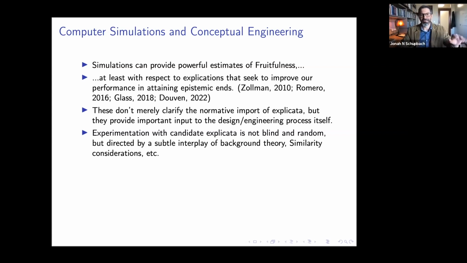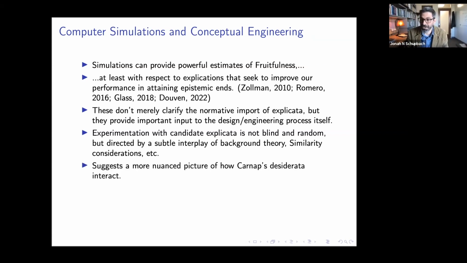So if you have two explicata, one of which is extreme on one end and the other extreme on the other end, that gives us theoretical reasons for trying to split the difference and develop and engineer a new explicatum that sits between the two. And this suggests a more nuanced picture of how Carnap's desiderata interact with one another. It's not simply that fruitfulness takes all, but in the exploration of fruitfulness itself, similarity considerations are important.